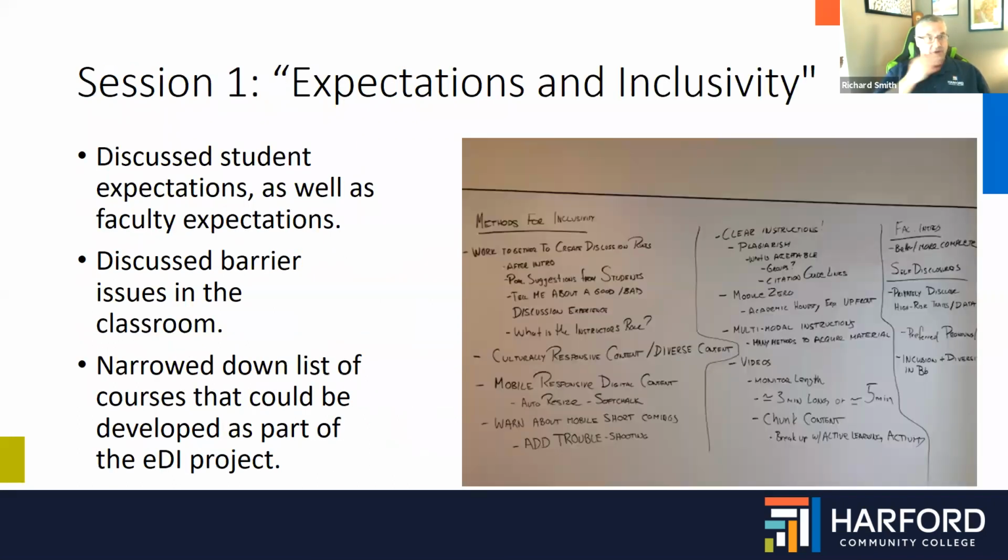And then I'm going to go over the first day. So we created a day called Expectations and Inclusivity. We started out with this as our first topic. And it was literally, we just talked. We discussed student expectations. We discussed what faculty have expectations of students. We discussed what kind of barriers there are in the classroom. And then we just wrote and wrote.